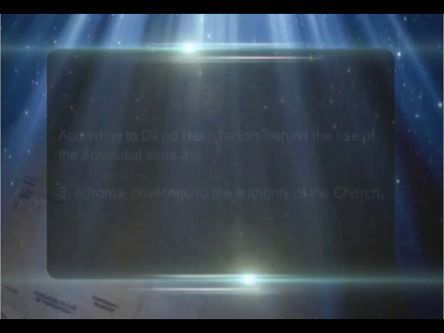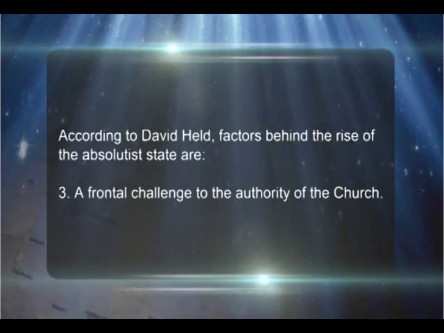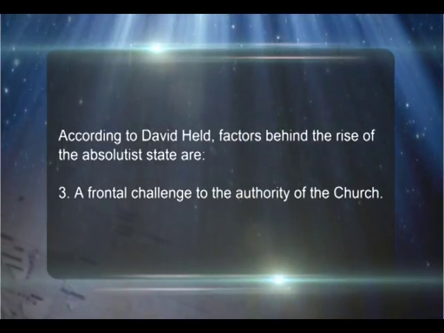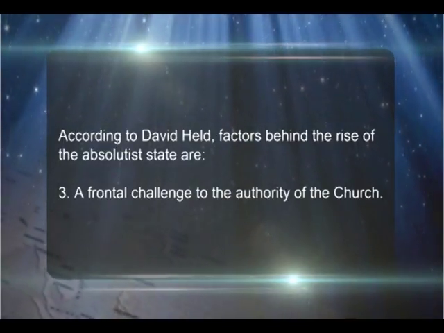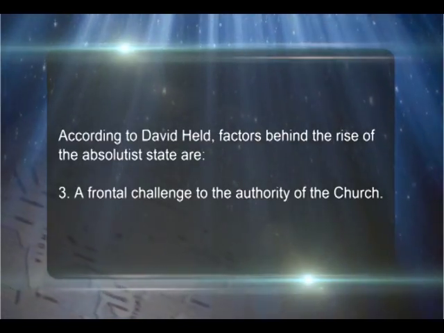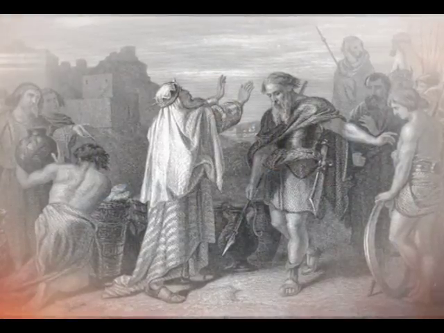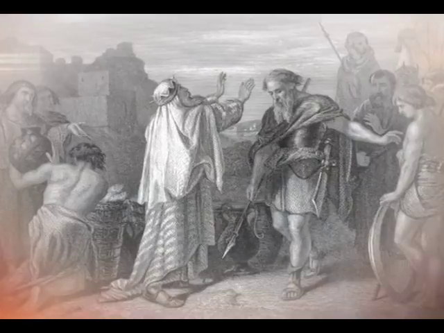The third, and this was very, very important, was a frontal challenge to the authority of the church. We have discussed in our earlier lectures that the entire story of feudalism was a story of tussle, tension, struggle, conflict, confrontation between the authority of the king and the authority of the church. Now, the rise of the absolutist state was an indication that the authority of the church would now have to be subordinate to the authority of the king.